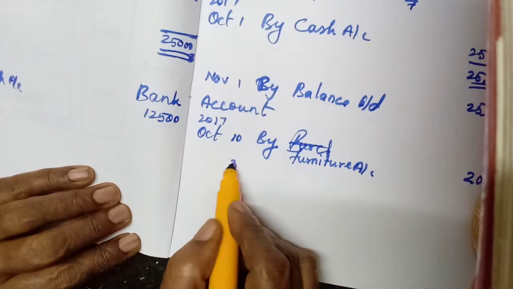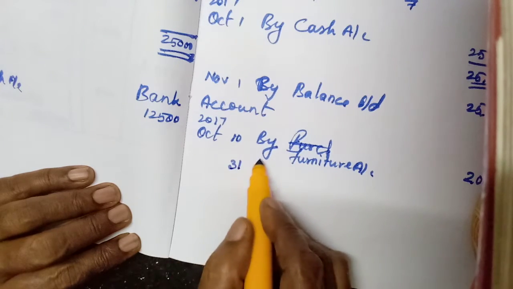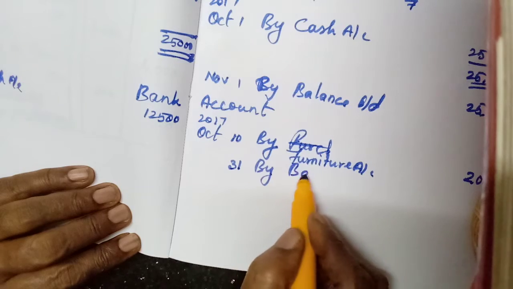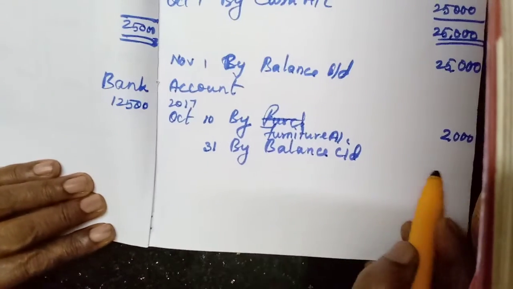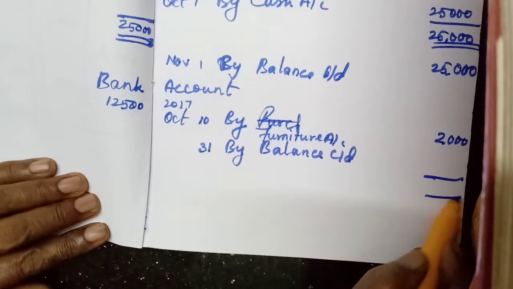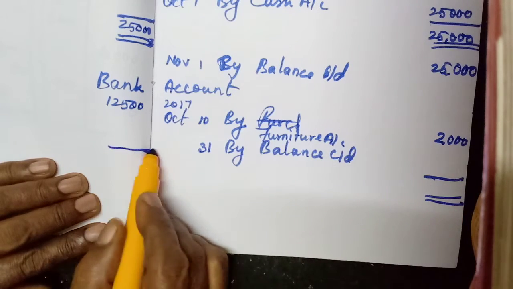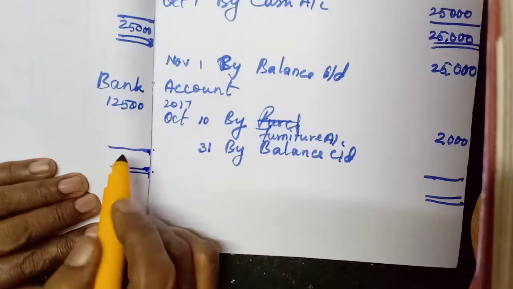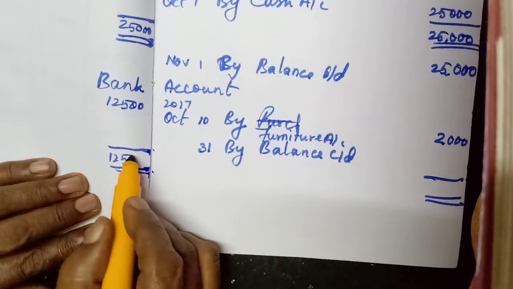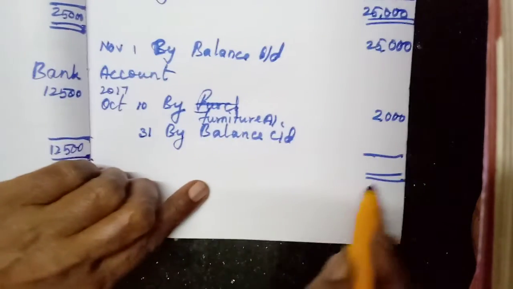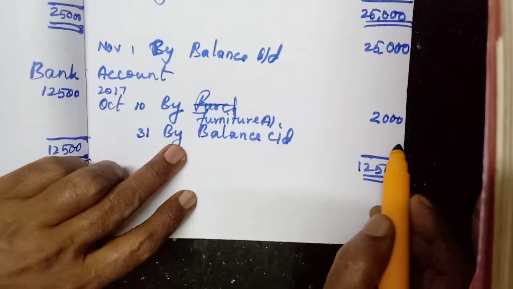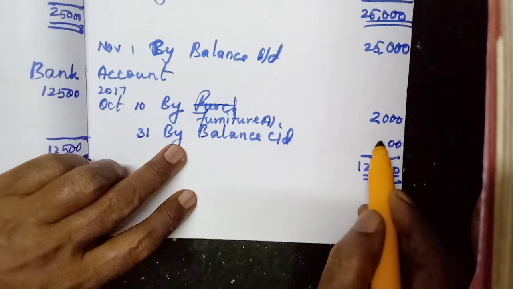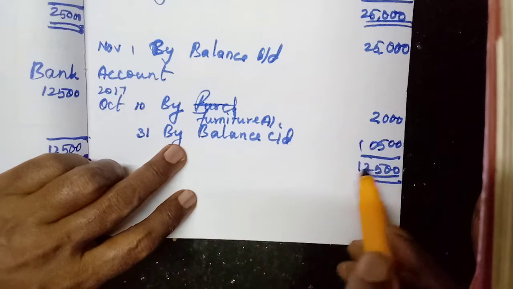Okay. 31 by balance carry down. Then draw a line. Single line, double line. Larger amount 12,500. Then on the other side also you write the same amount. Now write the balance. 5201.